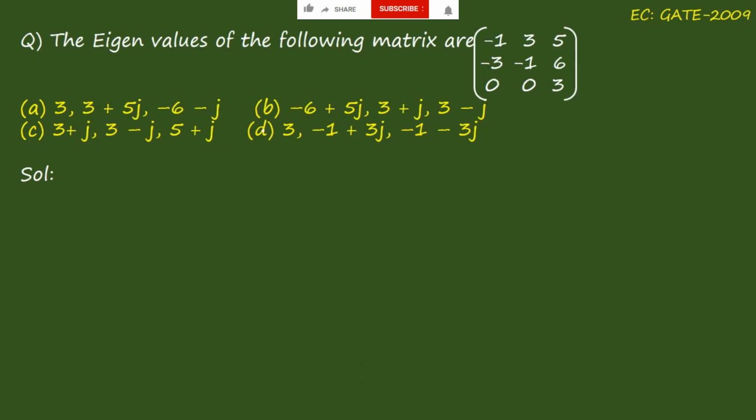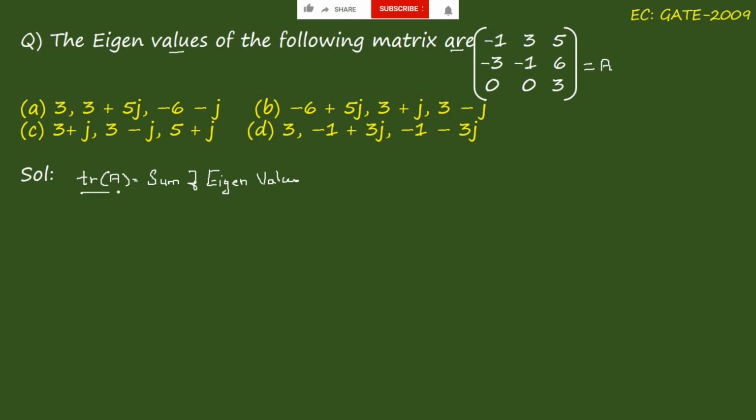Now come to the next question. The question is, the eigenvalues of the following matrix are, you have to find the eigenvalues, and they have given 3 eigenvalues in each of the options. For this particular matrix, we have to find the eigenvalues. If you consider this matrix as A, the general thing that we know is that the trace of a matrix A is equal to the sum of eigenvalues.